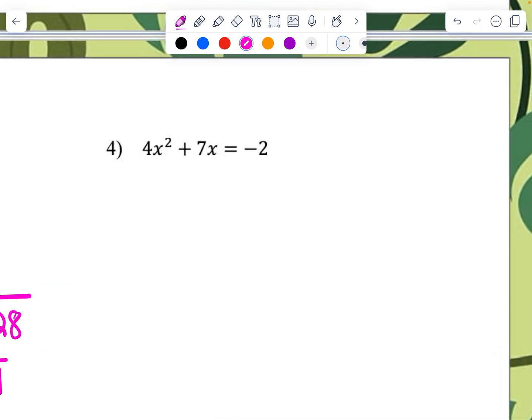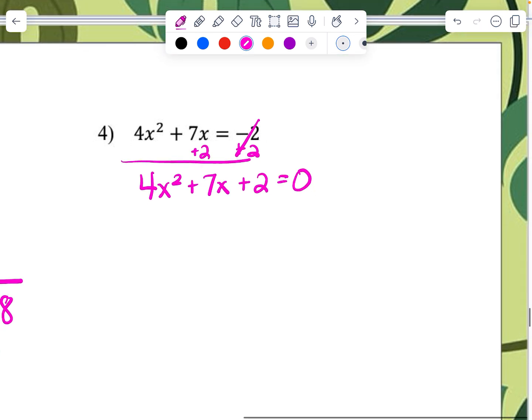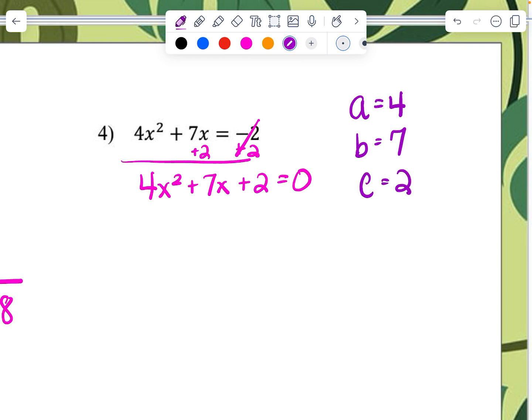4x squared plus 7x equals negative 2. This one's not set equal to 0 yet, so I need to make sure I take care of that. I'm going to go ahead and add 2 to both sides. 4x squared plus 7x plus 2 equals 0. So a is equal to 4, b is equal to 7, c is equal to 2.